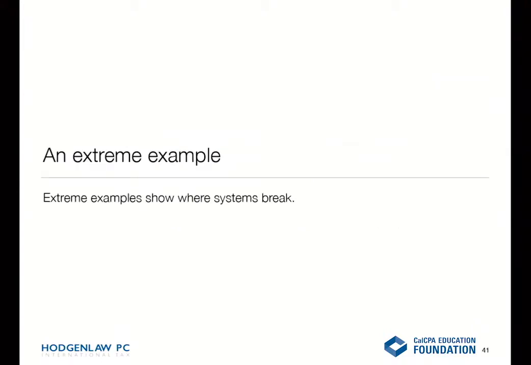So here's, I'm calling it an extreme example. It is an extreme example because it's a sort of unlikely set of circumstances, and it shows a very big swing in tax results that can happen when you do or do not get the beneficiary statement.